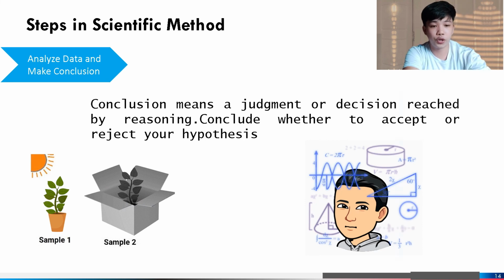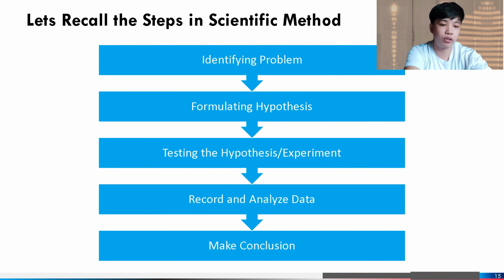So that's it. So let's recall the steps in scientific method. We have identifying the problem, formulating hypothesis, next is testing the hypothesis or doing an experiment, record and analyze the data, and you have to make conclusion. So that's it for today. I hope you have learned something about scientific method, the different steps, and what are the different kinds of variables in an experiment. See you for the next session.